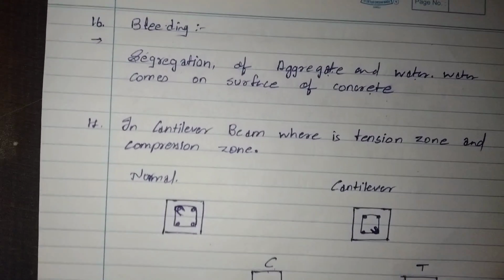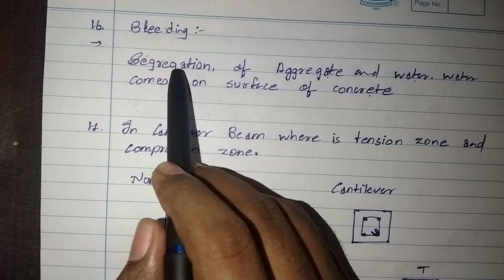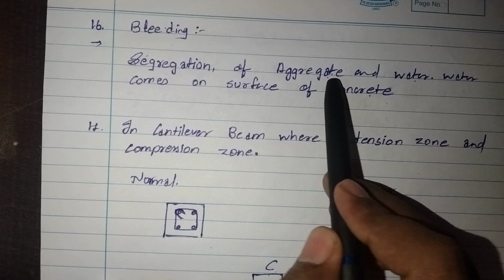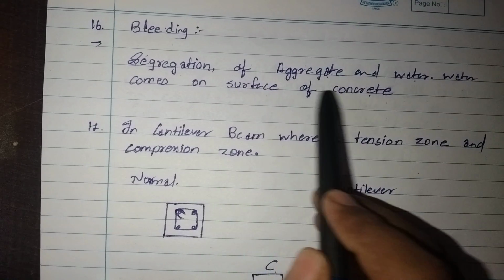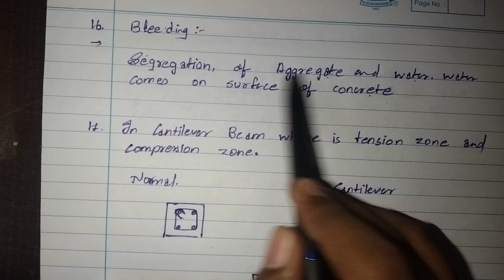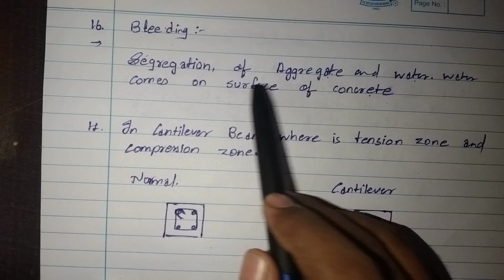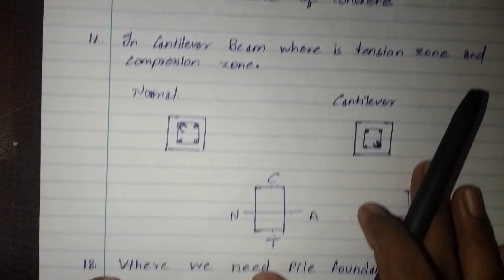Now there is one more question, that is bleeding. Bleeding in terms of civil engineering is the segregation of aggregate and water, where water comes on the surface of the concrete. It means that the weight of the aggregate lets it settle down, and the water present in the concrete comes on the surface. Okay, that is called bleeding.